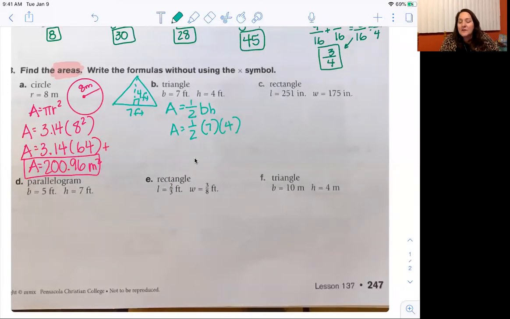Now we can do this several different ways. We can do 7 times 4 and multiply by 1/2 or divide by 2. We can do 1/2 of 4, which is 2, and multiply by 7. We could take half of 7, but it's not an even number, so it's not always easy to take half of an odd number. So I'm going to take half of 4, which is 2, and put a 2 over here, and now I can multiply 7 times 2. Area equals 14 square feet because it is area.